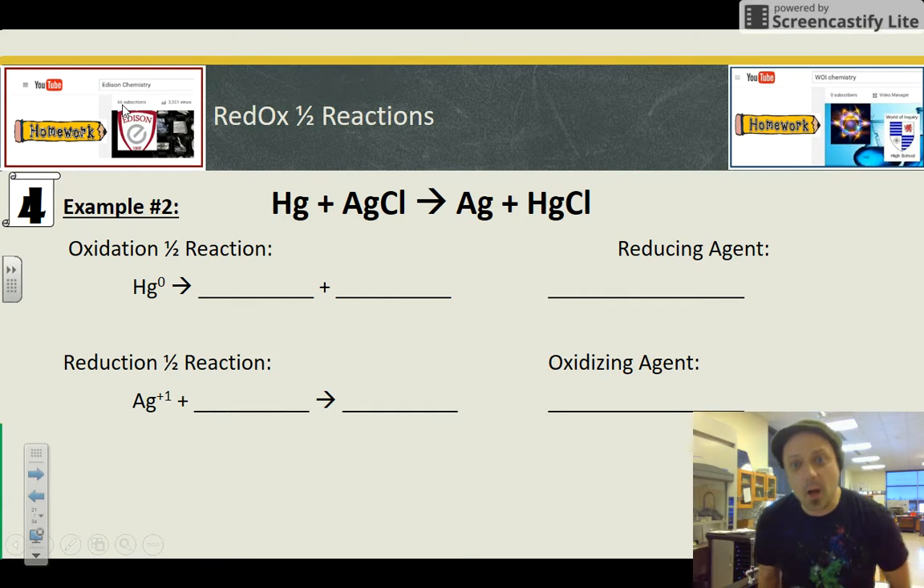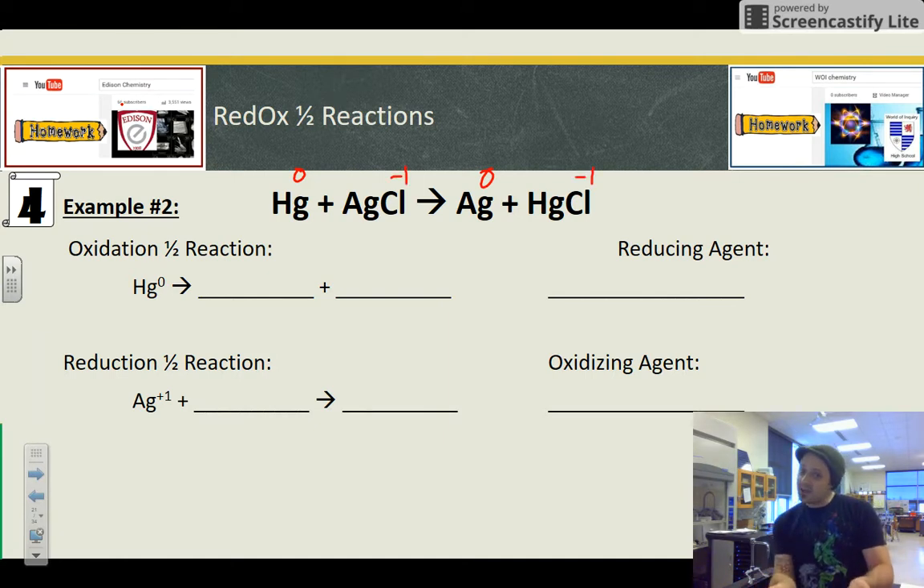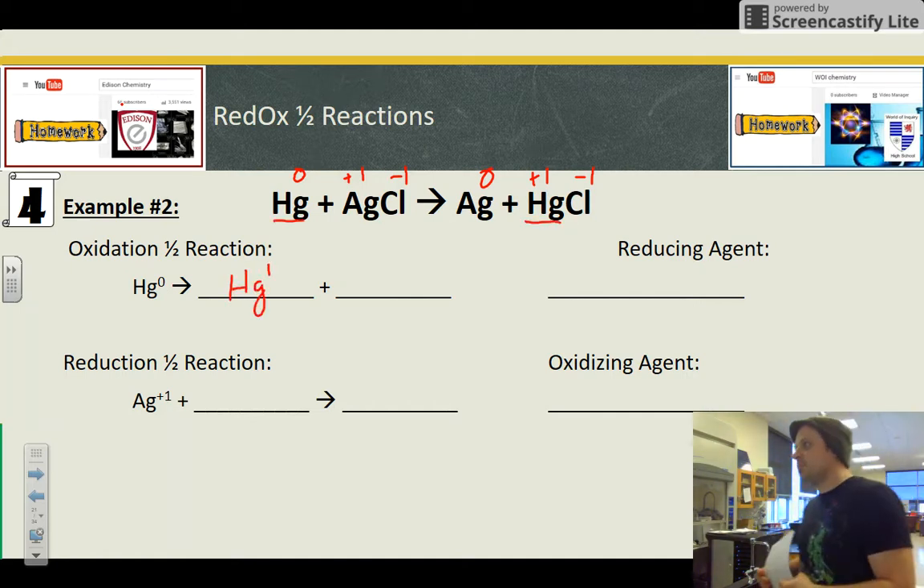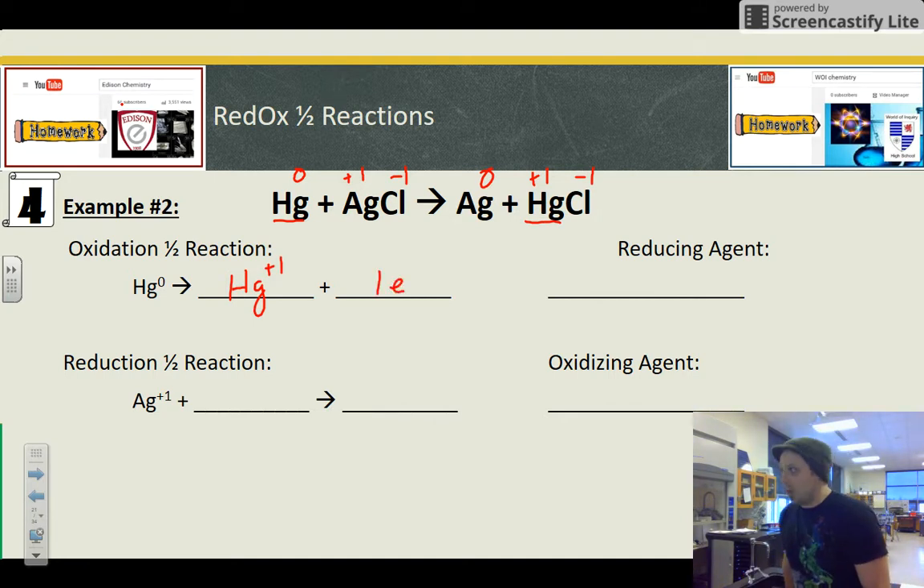So he's going to hit up his pure elements first with oxidation state 0. Bam, 0. And then he's going to figure out the oxidation state of chlorine. 99% of the time, when chlorine's involved in an oxidation reduction, in a binary compound like this with 2 elements, it's always going to be -1, especially when it's the second one. So Hg0 goes to Hg+1. And 0 to +1 is only 1 electron.